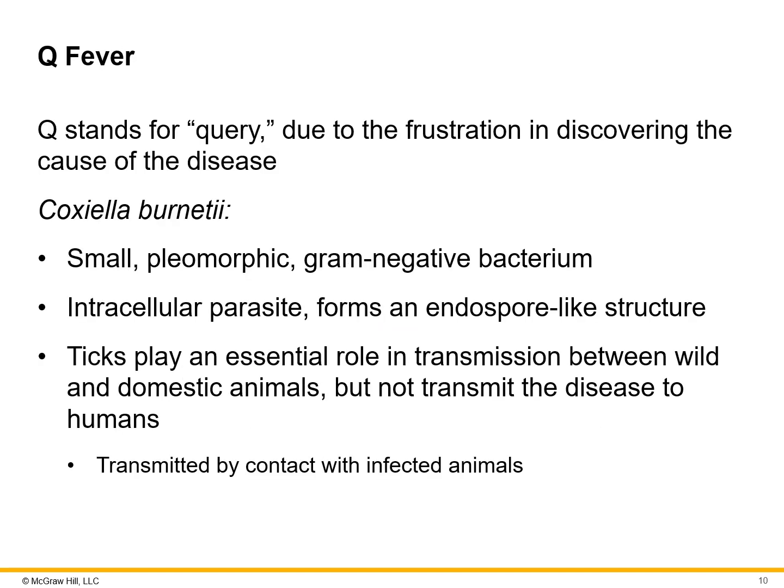Q fever is named because the Q is for query, because it was so frustrating trying to determine the cause of this disease, which is now known to be Coxiella burnetii, a small pleomorphic, which just means it can have multiple different shapes, gram-negative bacterium. It is an intracellular parasite, and it forms a spore-like structure. It's not a true endospore, but these can go dormant into that resistant state. But again, they need to be inside of the cell in order to reproduce. That's our intracellular parasite part.